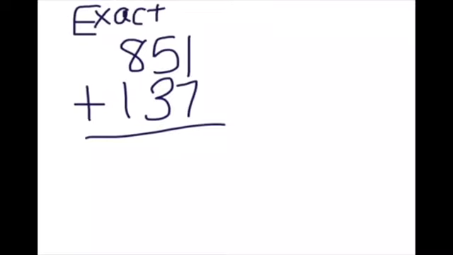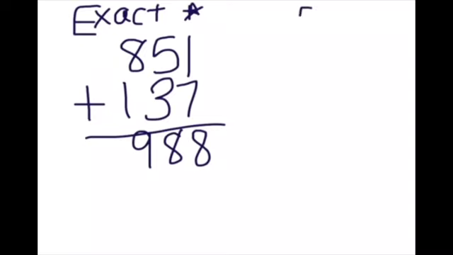So I have 851 plus 137. I'm going to start with my ones place as I always do. And remember, it does not matter if there's more on top or more on the floor when I'm adding, because I can always add 1 to 7, or I can always add 7 to 1. We know that those are the same and it does not matter. So 1 plus 7 is 8, and then 5 plus 3 is 8, and 8 plus 1 is 9.